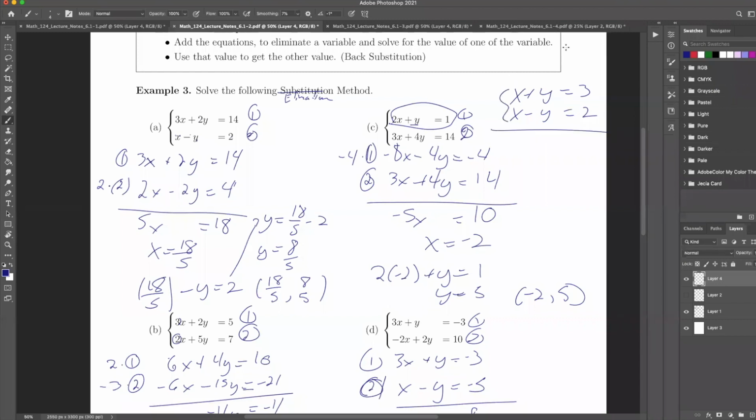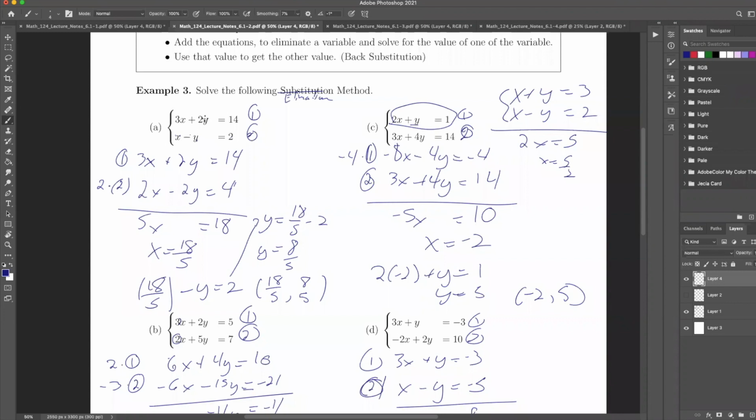Sometimes you'll have it this simple, and when it's this simple, you can just add them up directly. You get 2x equals 5, and so x equals 5 halves, and then you just plug it in and figure out what the other one is, right? So sometimes you don't have to multiply. Sometimes you can just add directly. But in most cases you'll have to do some sort of multiplication. So I wanted to show you a couple of versions of that.